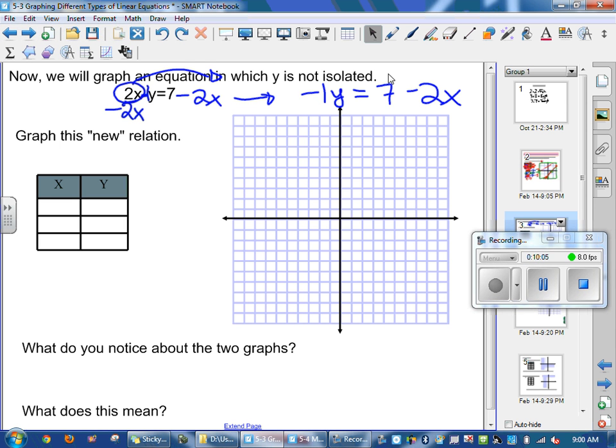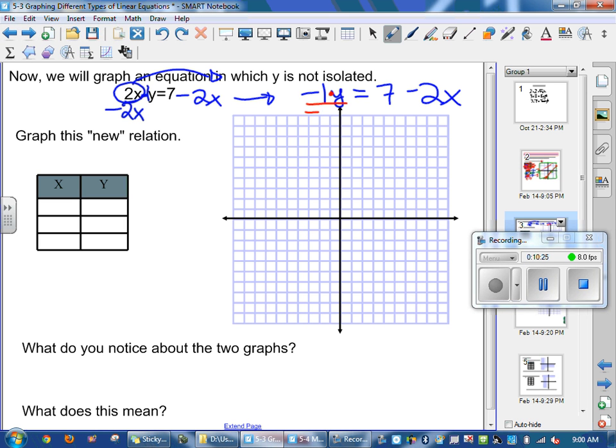Now, we know how to do that from last unit. When things sit side by side, what's happening to y right now? He's being multiplied by what? Negative 1. So if he's being multiplied by negative 1, how do I get rid of that negative 1 then? You divide it. Good, you do the opposite. So, we're going to divide both sides by the hidden negative 1.